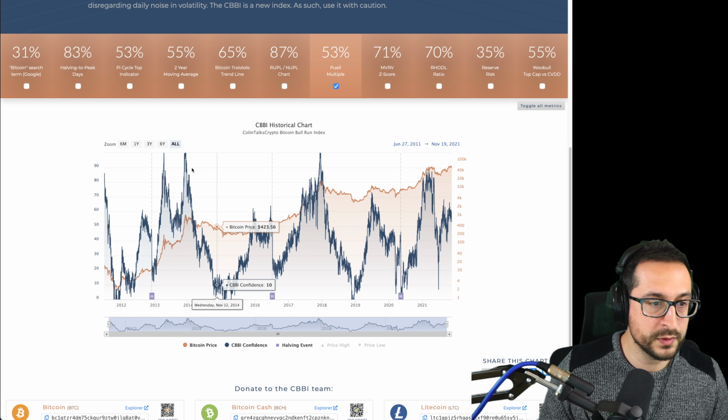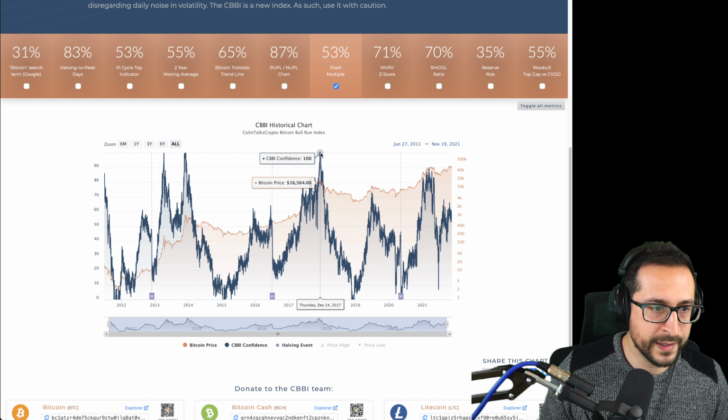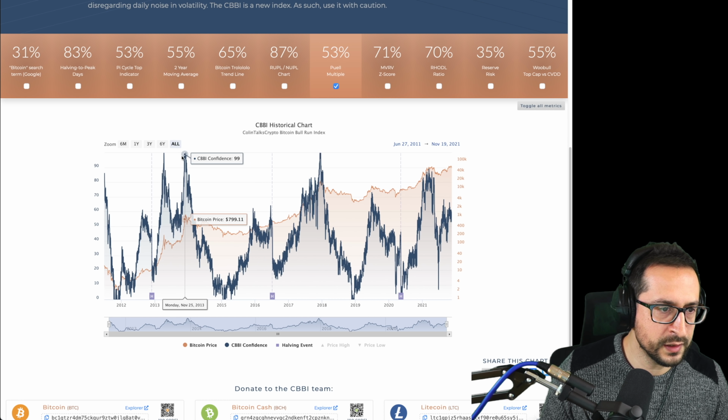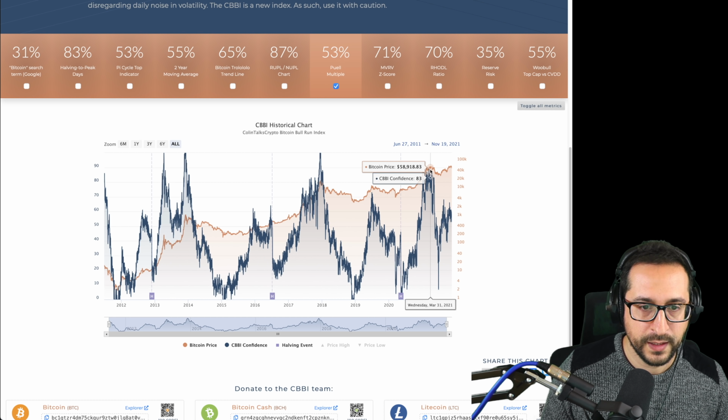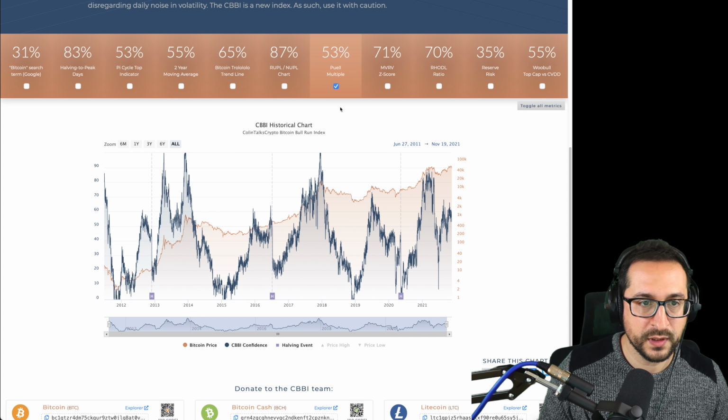The next one is the PUL multiple, very good accuracy. So we got, again, 100% confidence here and here. This is a false positive, it's 100% confidence, but it wasn't the top. And in the current cycle, it got to a maximum of 89 confidence, and more recently 68. At the moment, it's halfway through.